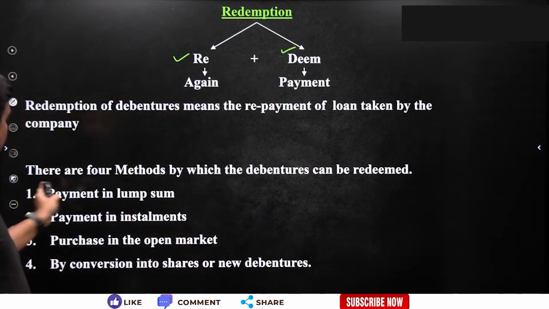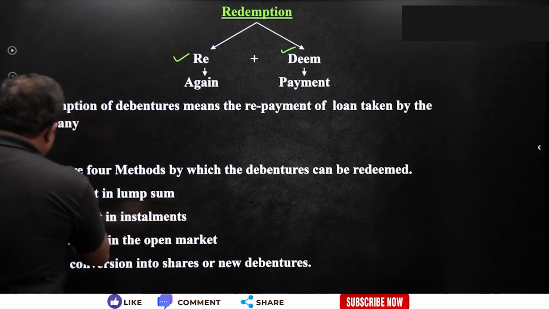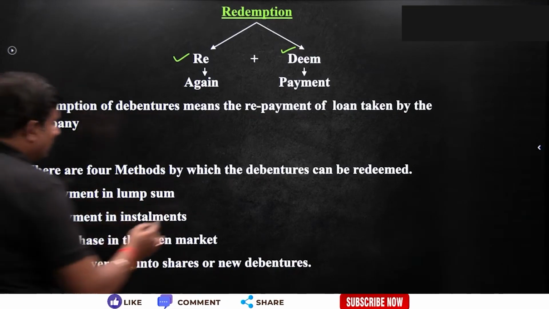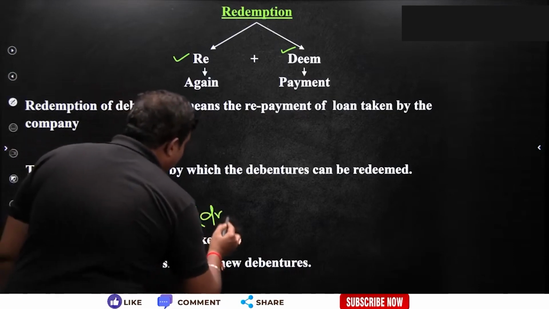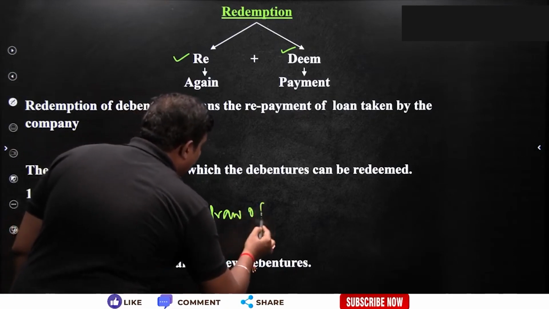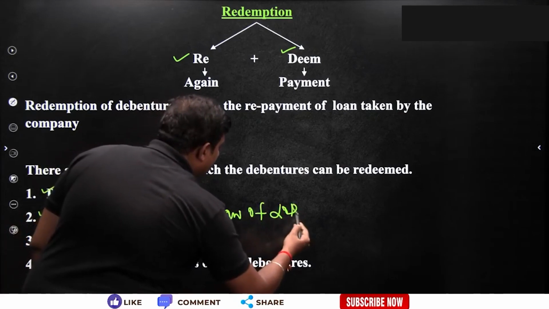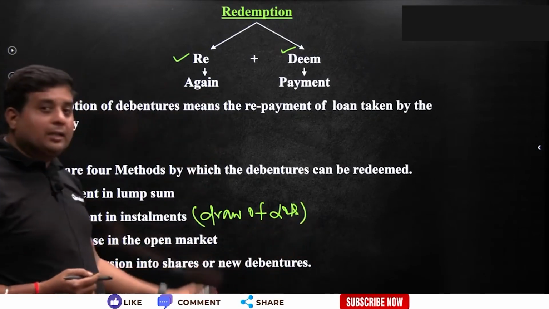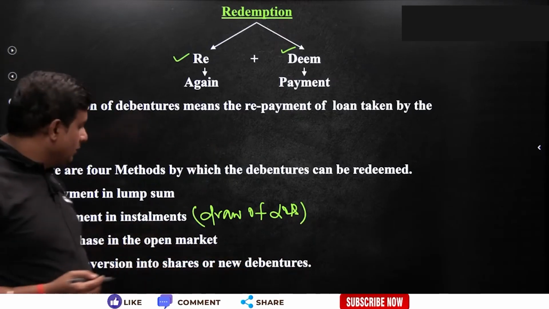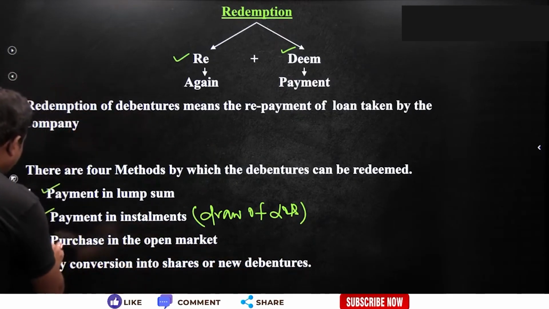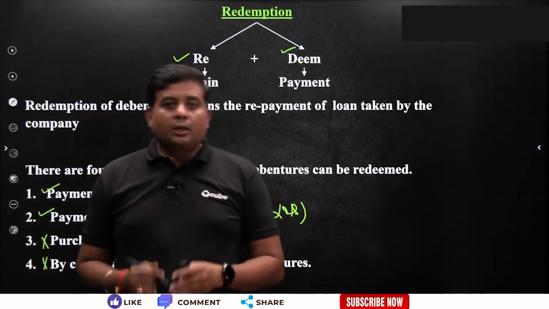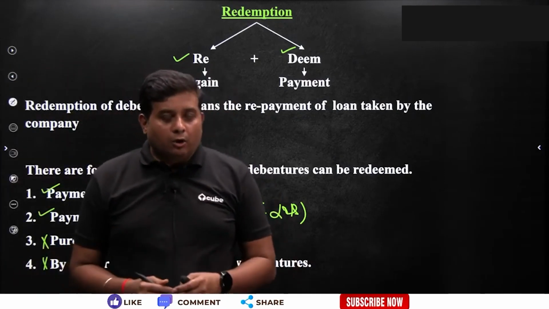There are four methods by which the debentures can be redeemed. First one is the lump sum method. Next one is payment in installments, and this method is also called the draw of lots method. Next one is purchase in the open market, and the fourth one is conversion into shares or debentures. The third and fourth are not in our syllabus, so today we are just talking about the lump sum method and the draw of lots method.